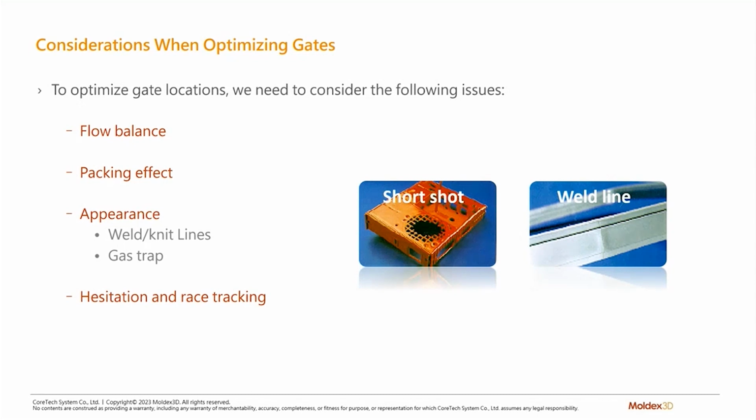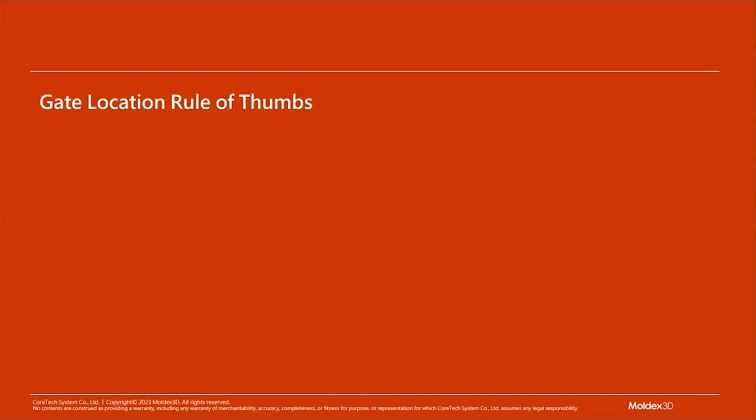If your plastic part is going to be aesthetic in nature, like it's going to be on the outside, and if appearance is a concern, then we will need to have a deeper look at the weld lines and also the gas traps or air traps that are building up, and we want to make sure that they don't affect the aesthetic or appearance of the part. We're also going to focus on hesitation and race tracking, how the flow hesitates when filling inside the cavity. So these are some of the things we need to consider while optimizing our gate locations and sizes.